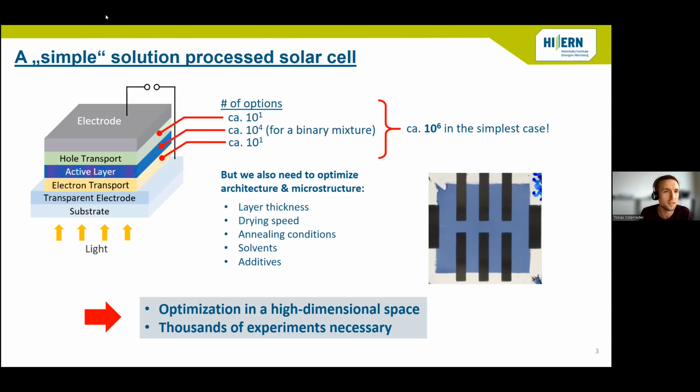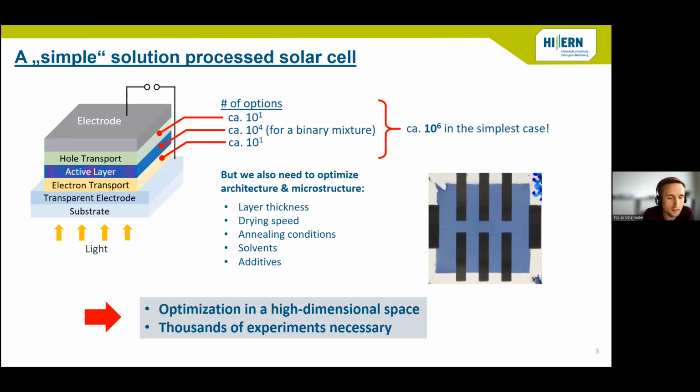So if we look at a simple solar cell, you can see it here. We normally have a hole transport layer and an electron transport layer. For those materials, we have roughly 10 relevant materials, while for the active layer, we have a lot more. So in a simple estimation, we have around 10 to the power of 6 different combinations to create our solar cell device.